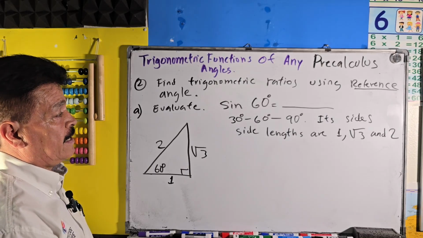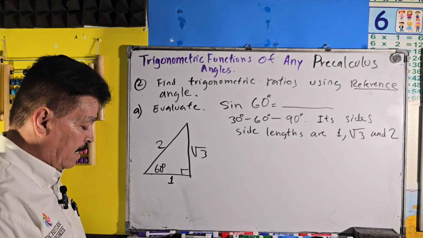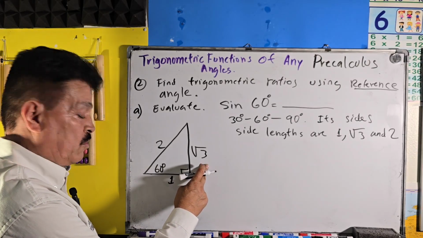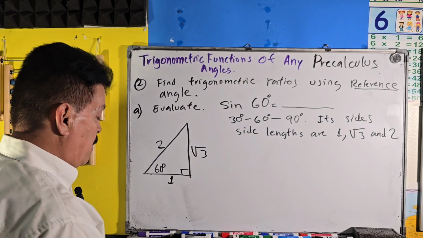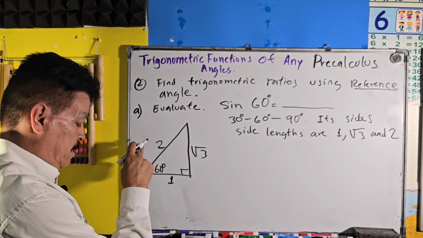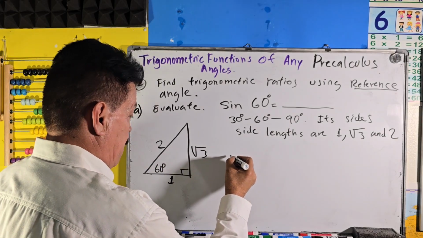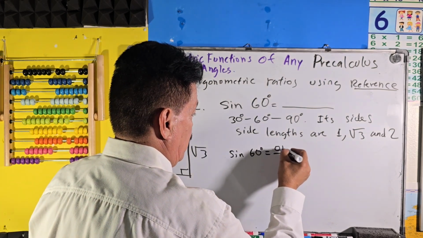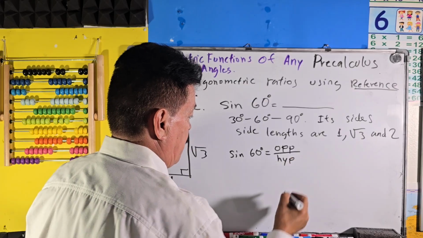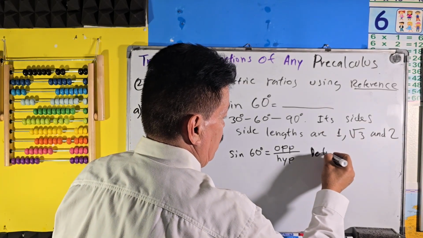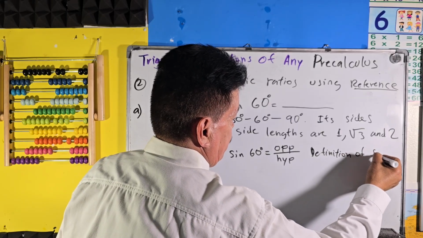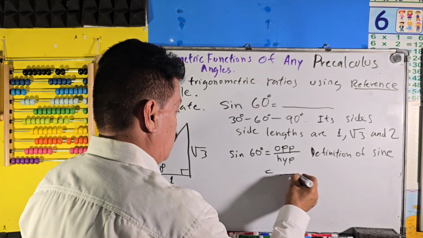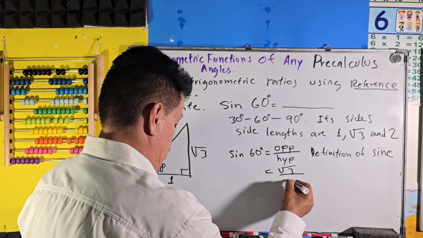So now we have to calculate the sine of 60 degrees. The length of the opposite leg is square root of 3, and the hypotenuse is equal to 2 right here. So let's write sine of 60 degrees equals opposite divided by hypotenuse. This is the definition of sine. If we substitute, we have square root 3 divided by 2.